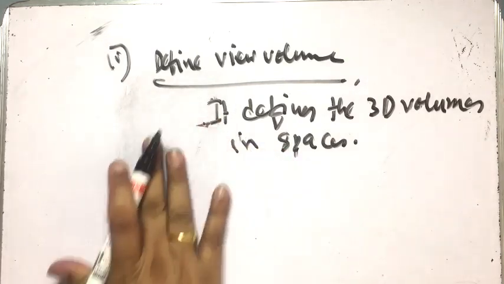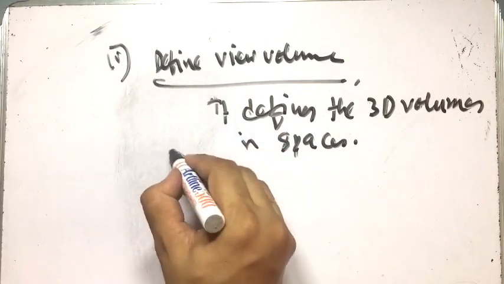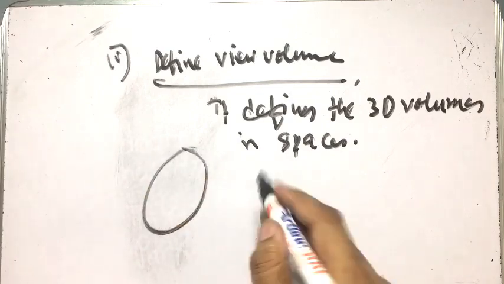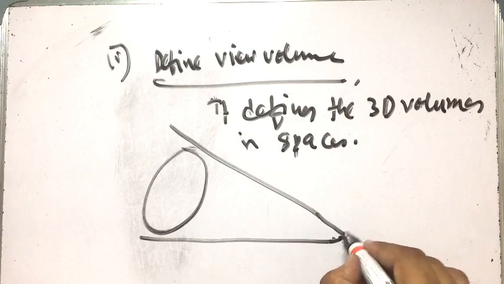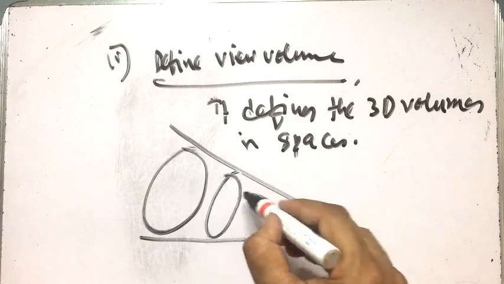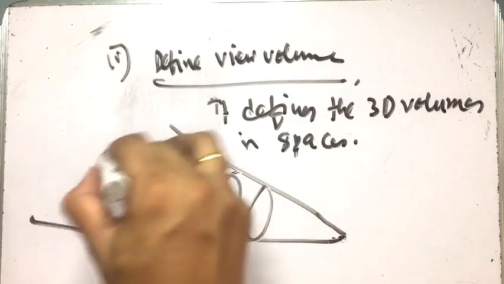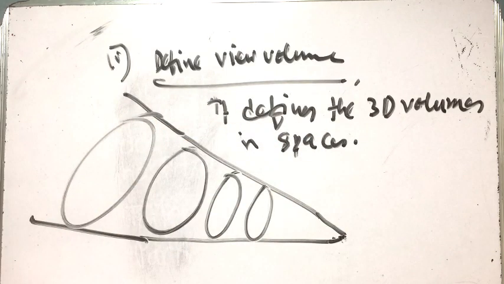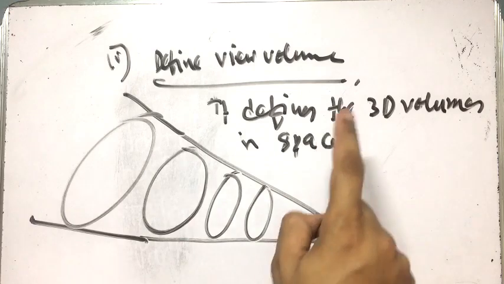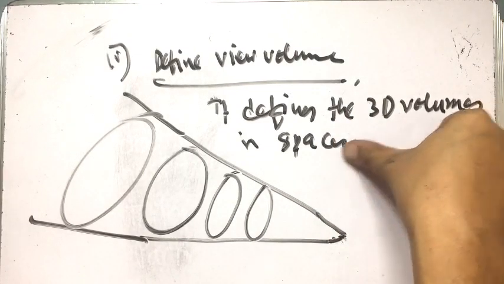Now suppose this is the object, and this is the vanishing point. Now we can draw this picture. These are known as the view volume. It defines the 3D volume in space.